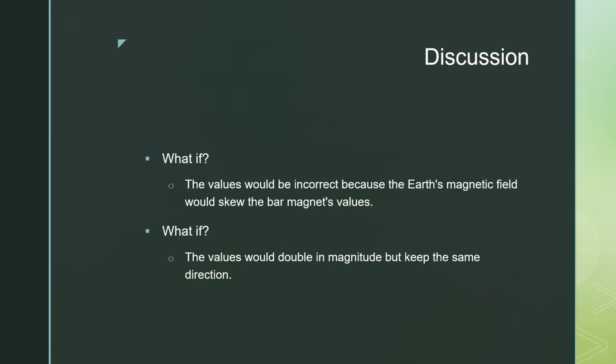In the case Earth's magnetic field was not accounted for, the values would be incorrect because Earth's field would skew the bar magnet readings. In the case the magnetic dipole moment was doubled, the field strength would double in magnitude, but the direction would remain the same.